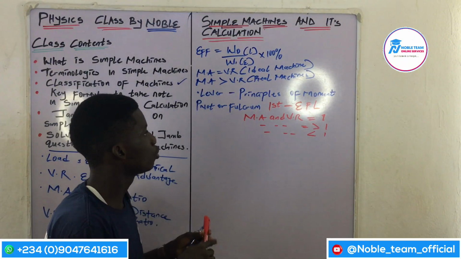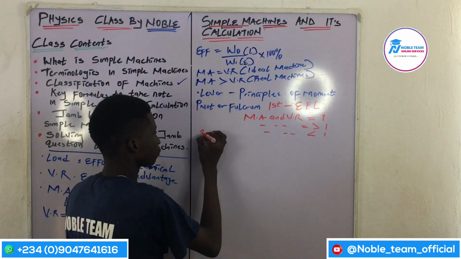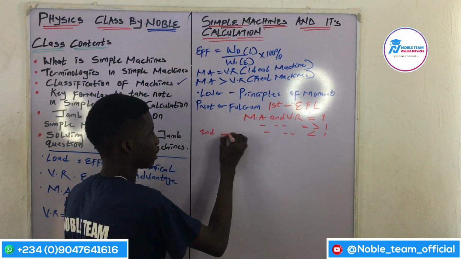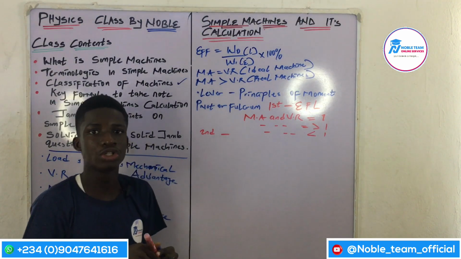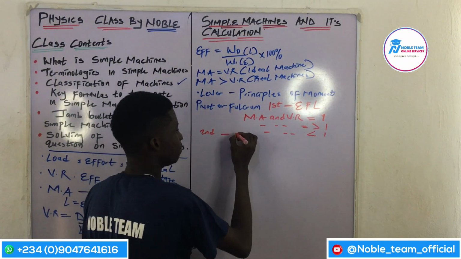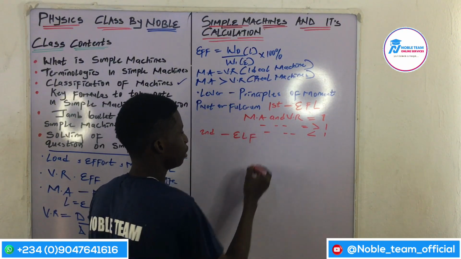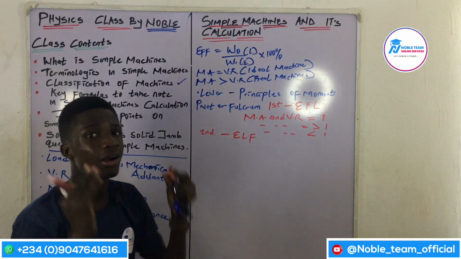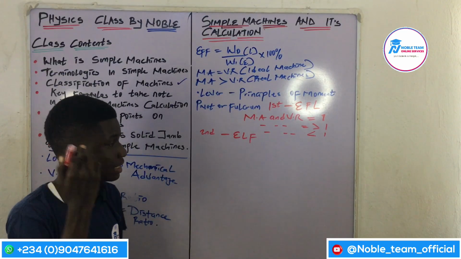Now let's look into the second class lever. In second class, the load is between the effort and the fulcrum. This is the shortcut to remember all these things. Don't cram it. You understand? Allow it to stick into your memory.